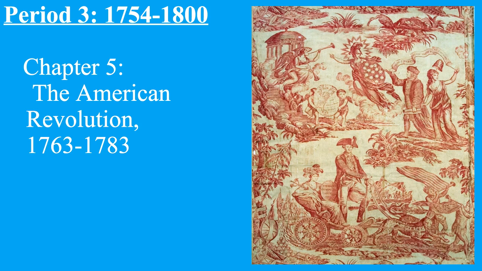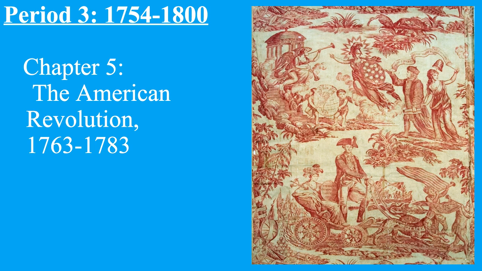Chapter 5, looking at the American Revolution, is going to be our first chapter that's starting into period 3, which covers 1754 to 1800, which is essentially going to be the foundation of the United States as a country. It's going to look at the lead up to the Revolutionary War, the war itself, and then the early stages of establishing a government through the Articles of Confederation, the Constitution, and a bit beyond that.